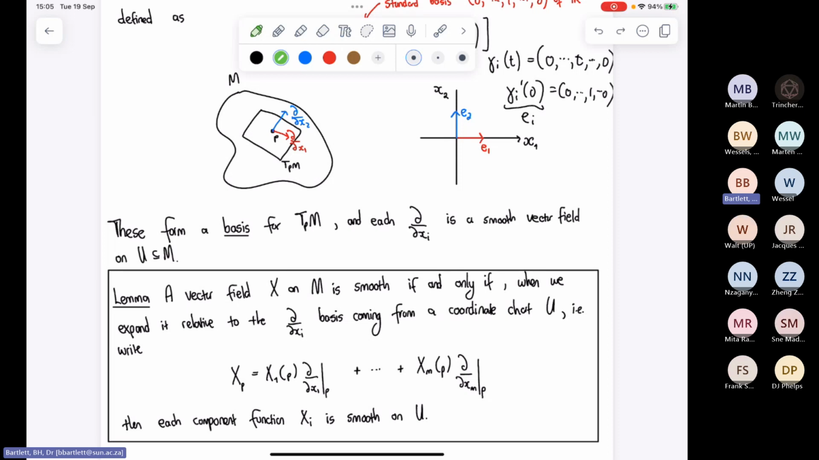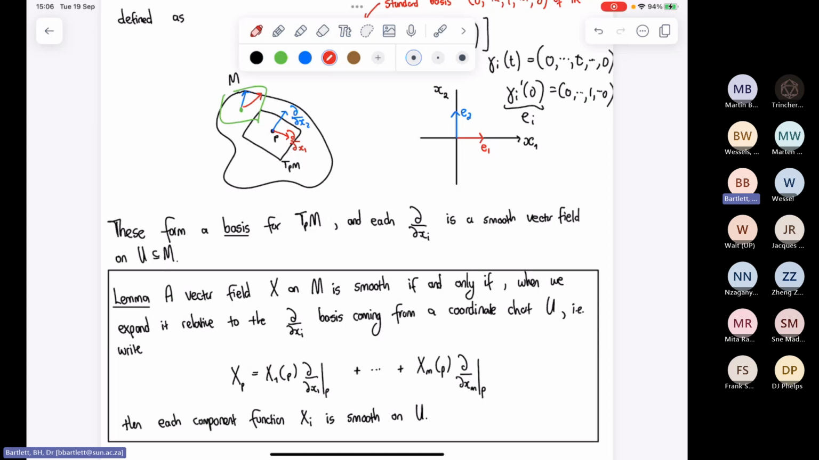Namely, a vector field X on M is smooth if and only if, when we expand it relative to the coordinate vector field basis coming from a coordinate chart, right? Because I've told you that these guys form a basis for the tangent space at every point P. So over here, it's this basis. But when I move the tangent space over here, they might be pointing in slightly different directions now. But at every point, I've got a basis for the tangent space as long as I'm living in that chart.